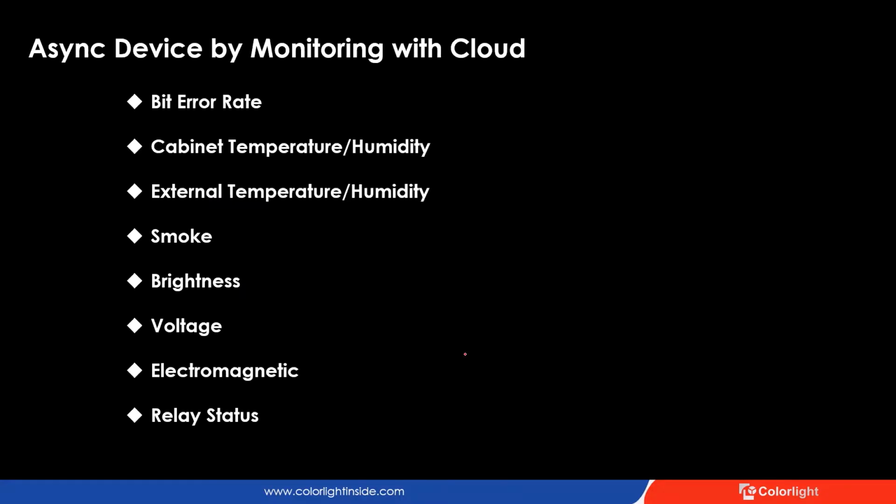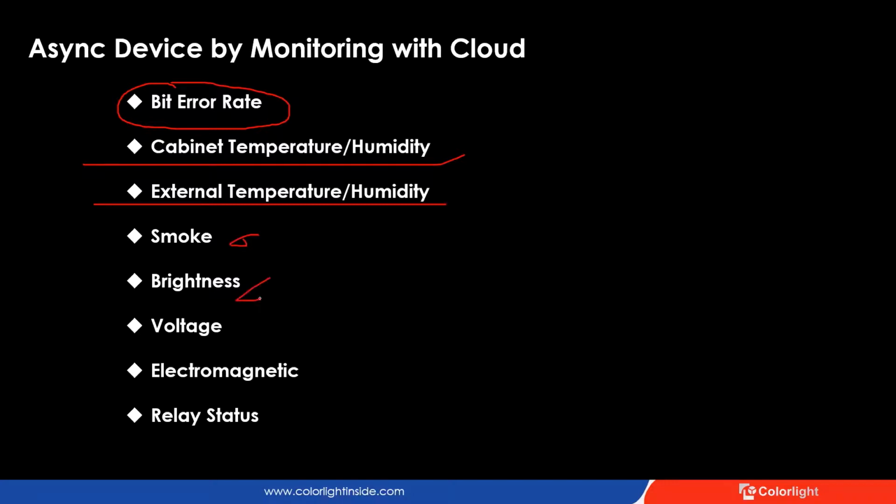Now let's go to the second part, the synchronous device monitoring with cloud. We provide 8 monitoring features: the bit error rate, which lets you know whether the C player is connected to the receiving cards or not; the cabinet temperature and humidity; the external temperature and humidity. You need to know that they are different because they have different data sources. And the smoke, brightness, voltage, electromagnetic, and the relay status.